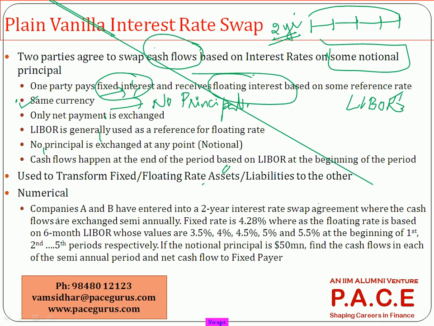Then, floating rates are based on 6-month LIBOR, whose values are like this. The 6-month interest rate today is 3.5%. After 6 months, we are assuming it to be 4, then 4.5, then 5, then 5.5%. And we are saying the notional principal is 50 million, on which these interest rates will be applied. Now I want to find out the cash flows of each of the semi-annual periods. What are the cash flows in each of the semi-annual periods?